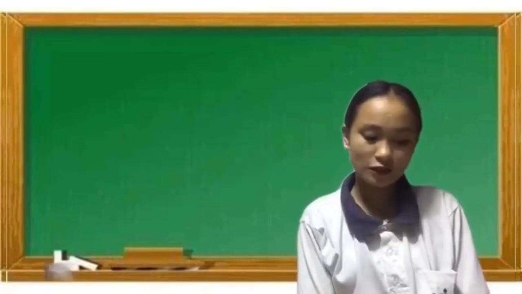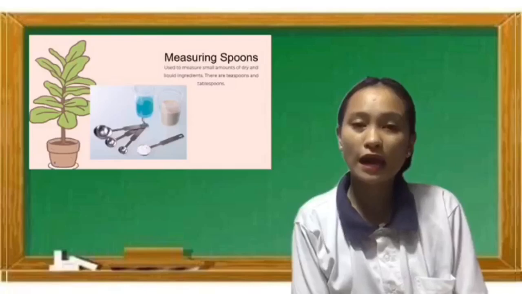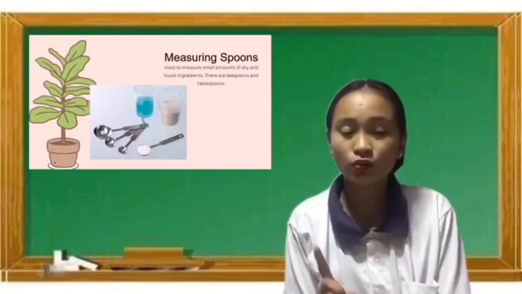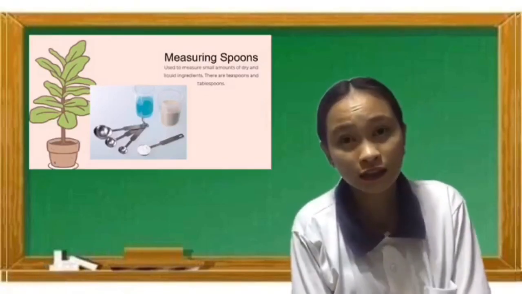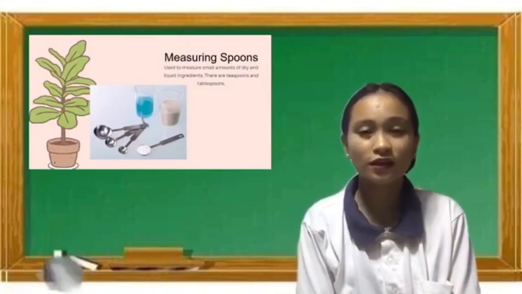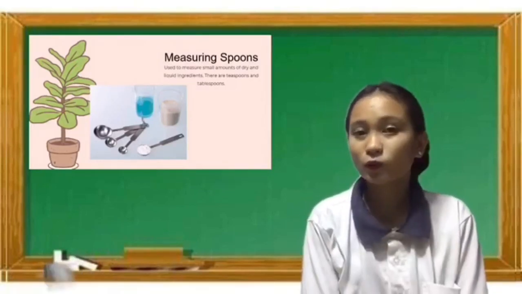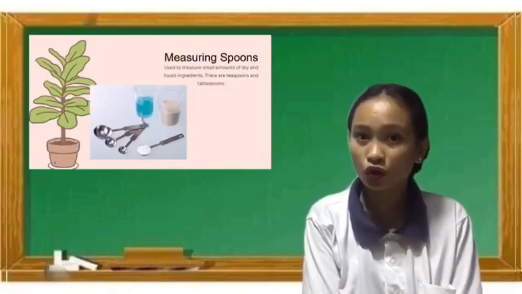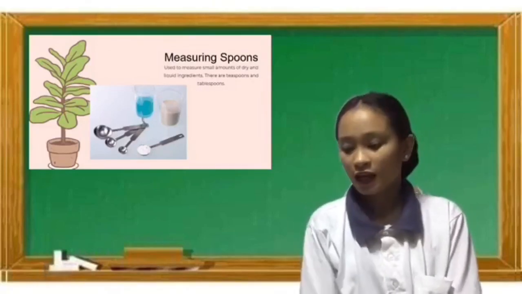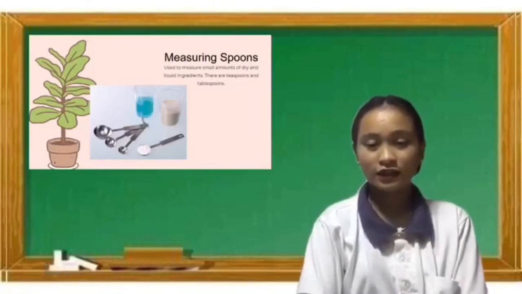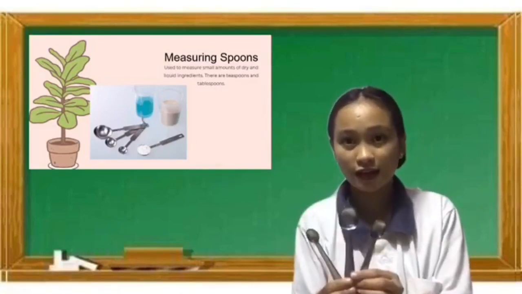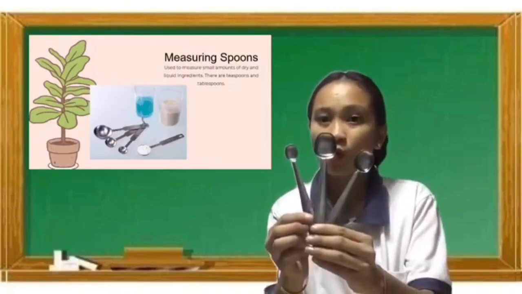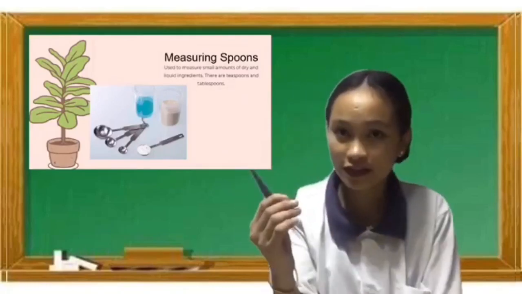And the third is the measuring spoon, used to measure small amounts of ingredients, both dry and liquid. So there are two types of measuring spoons: first is teaspoon, or what we call in short TSP, and second is tablespoon, in short TBSP. And I have here an example of teaspoons. There are three sizes: 1 teaspoon, 1/2 teaspoon, and 1/4 teaspoon. So there are three sizes.